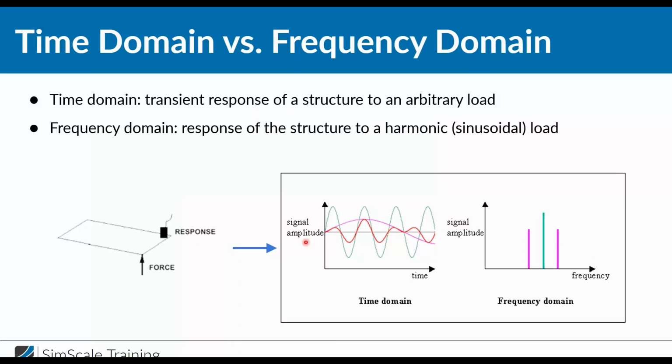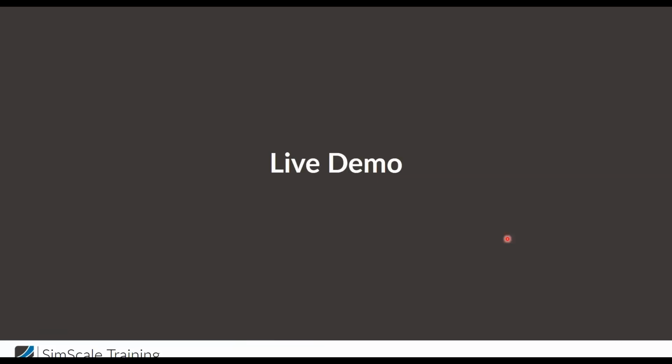And just to visualize it, this is a very simple example. We have this sheet of metal. We are applying a force. And in the time domain, the load can be represented as a function of time. For example, here it's also harmonic. But if we do a frequency domain simulation, the load must be a set of harmonic sinusoidal loads.